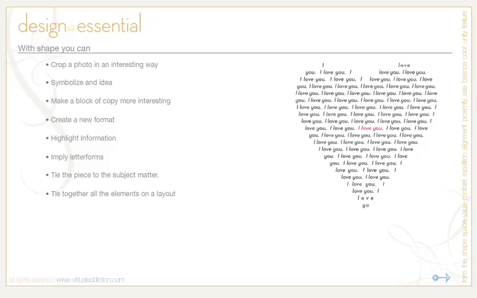You could highlight information. You could run a screened or tinted shape behind important copy. You could imply letter forms, like use a triangle to represent a capital A. You could tie a piece of the subject matter together. If you use geometric shapes in an architect's brochure, and then natural curvy shapes for a dance studio's brochure. And you could tie together all the elements in a layout by repeating shapes that you're using. For instance, you could use square bullets and square copy blocks and crop photos in a square manner.